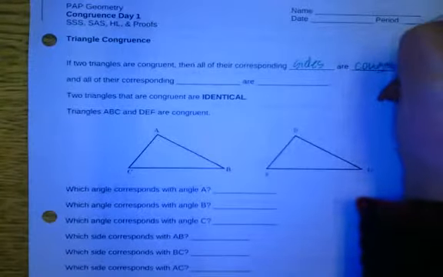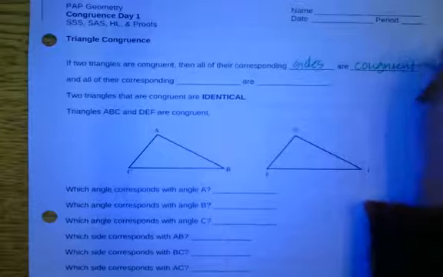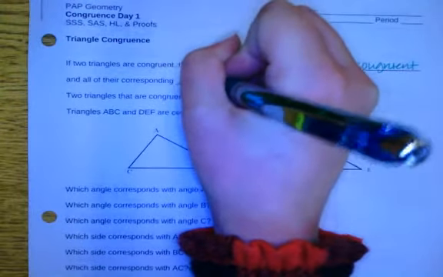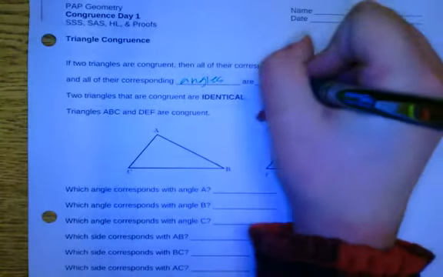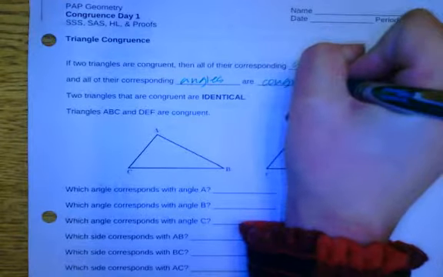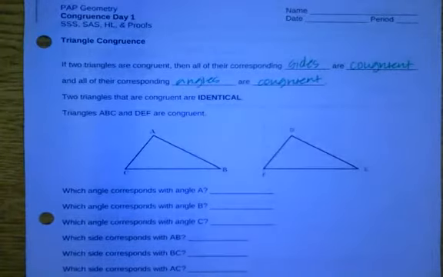So the sides are congruent and the corresponding angles are congruent. It doesn't matter what order you put them in. Like I said, just the second blank looks a little longer.